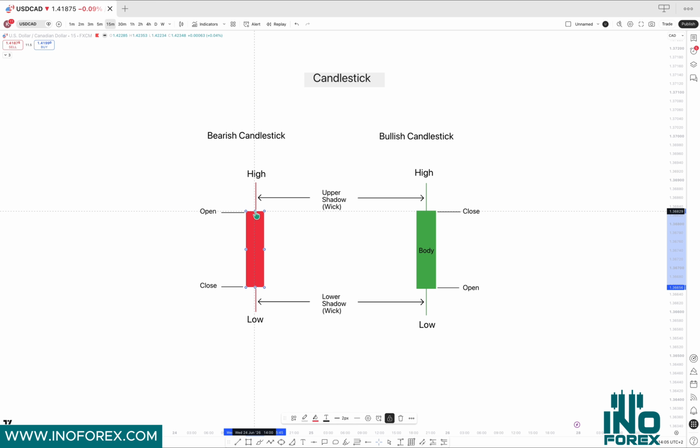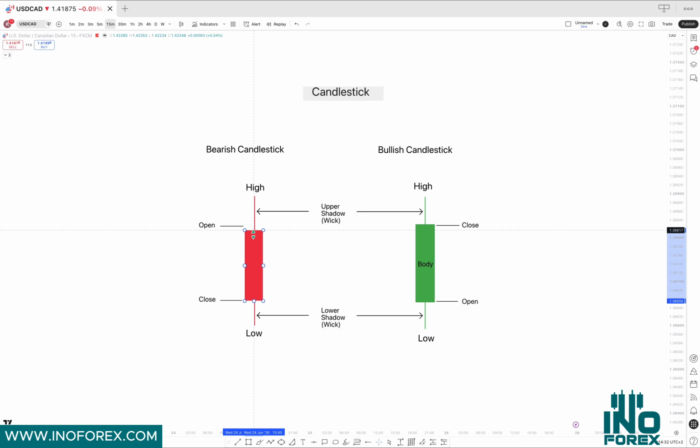So how does the candlestick create this wick? In the market, the candlestick does not stay on one point. It moves from one price to another price. The high of this candlestick is the highest point the market reached, and the low of this candlestick is the lowest point the market reached. On the bearish candlestick, the market opens from this point and closes at this point. This is the opening price and this is the closing price, and this is the body of the candlestick.